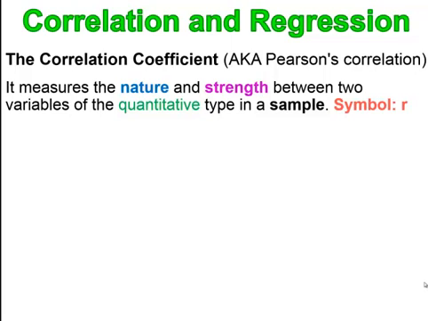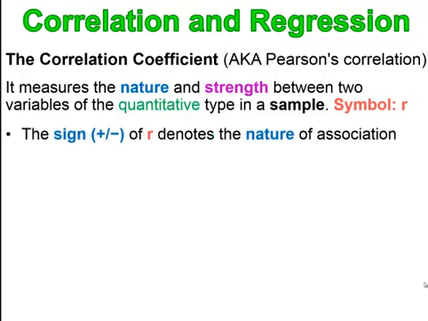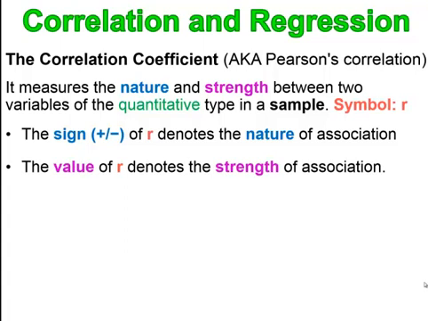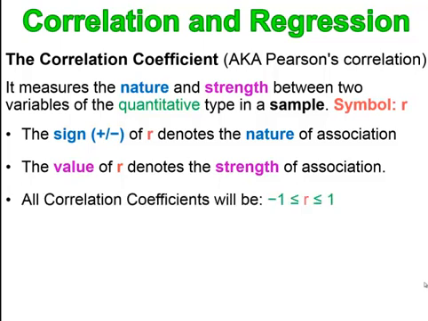So when we talk about correlation, there's a correlation coefficient, and it's also known as the Pearson coefficient. It measures the nature and the strength between two variables of the quantitative type in a sample. The symbol would be a lowercase r for the correlation coefficient. The sign, whether it's positive or negative, denotes the nature of the association, and the value of the r denotes the strength of the association. All correlation coefficients will be between -1 and 1.